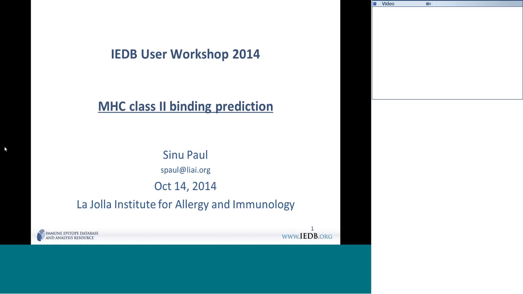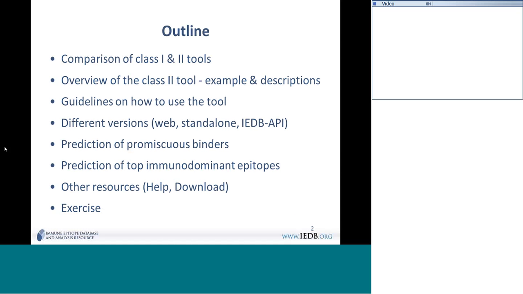So in the previous session, Edita did a great job in explaining the class 1 prediction tool. So here's a brief outline of what we'll talk about in this session. First, we will have a brief comparison of class 1 and class 2 tools, and then we will go through the overview of the class 2 prediction tool. We'll see an example and all the descriptions.